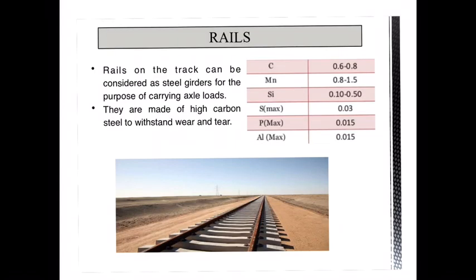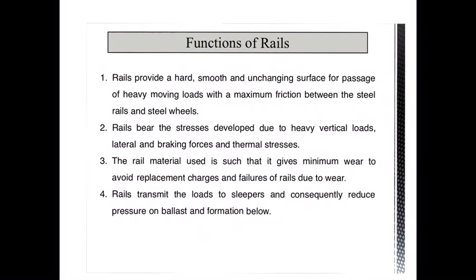So first, let me just revise once what we discussed. So what is the rail? The rail is nothing but the running steel girder, made up of steel girders, which is intended to carry the axle load, and that will be made up of high carbon steel and it would be able to withstand the wear. And we also discussed what the functions of the rail are.